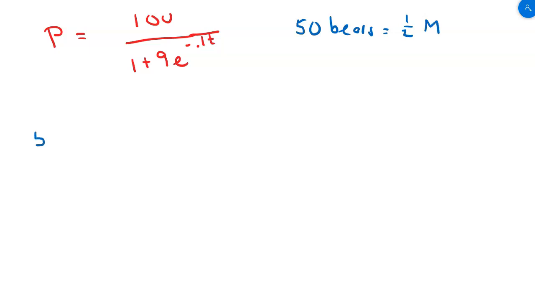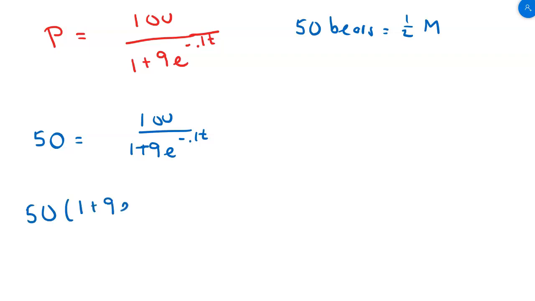All right, so let's put a 50 in for the population. 50 equals 100 over 1 plus 9e to the negative 0.1t. If I hit both sides with that denominator, I get 50 times (1 plus 9e to the negative 0.1t). And when I divide both sides through, I just end up with a 2 on the right-hand side.